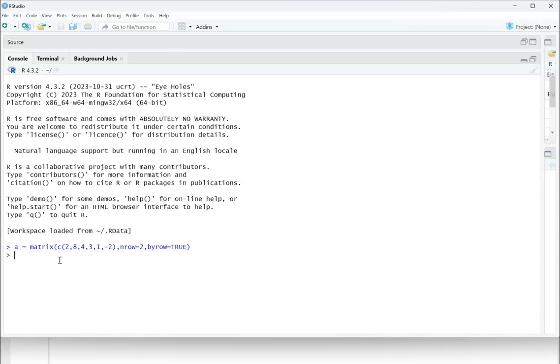I want to show you another way that we can enter this, and it might be a little bit simpler, or at least a little bit more straightforward. It's just another command. Once I hit enter, nothing happened, right? I just went to the next line. So if I want to see what A is, I just type in A, and there's the matrix.